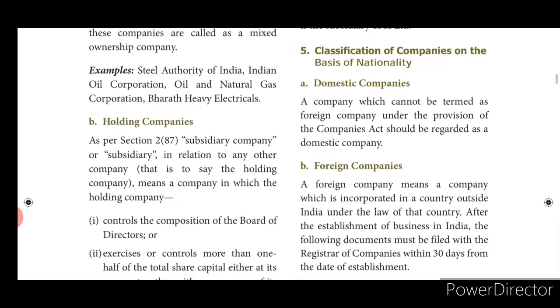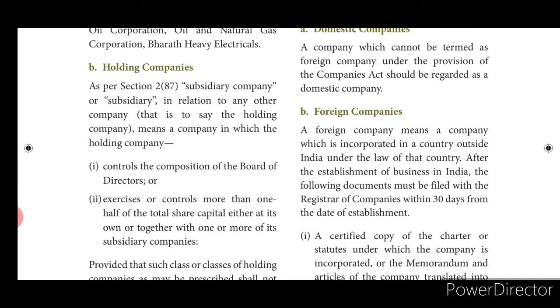Okay, next one, holding company. As per section 2(87), subsidiary company or a subsidiary in relation to any other company means a company in which a holding company controls the composition of the board of directors or exercises or controls more than one-half of the total share capital, either on its own or together with one or more of its subsidiary companies. Okay, so the first case: holding company means what?